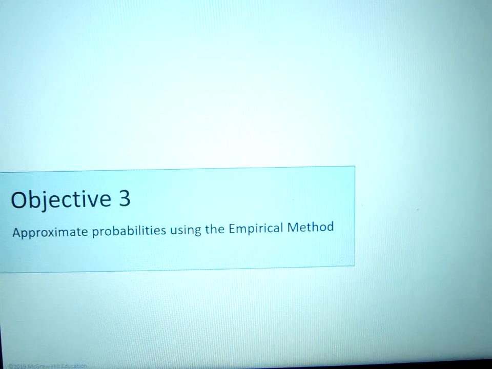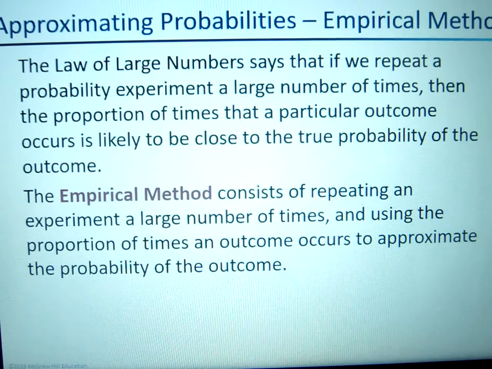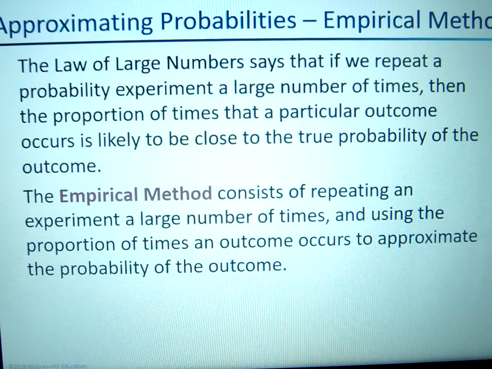Objective 3. Approximating probabilities using the empirical method. So the law of large numbers is the one that says if we repeat an experiment a whole bunch of times, the proportion of times that the particular outcome occurs is likely to approach the probability of the outcome. We looked at that with tossing a coin. The empirical method consists of repeating an experiment a large number of times and using the proportion of times an outcome occurs to approximate the probability of the outcome.